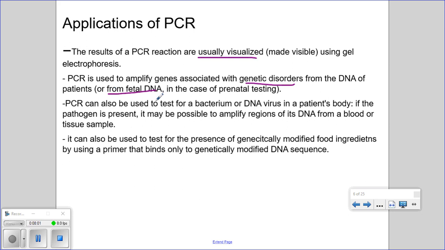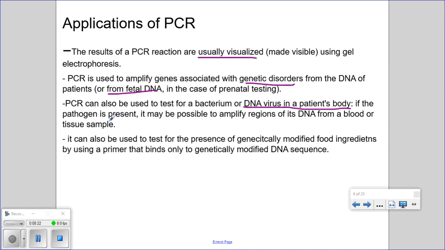So PCR is used to amplify genes associated with genetic disorders from the DNA of patients or from fetal DNA. This is part of the test for genetic diseases. And PCR can also be used to test for bacterium or DNA virus in a patient's body. This is the method that's currently being used to test people for the presence of coronavirus.